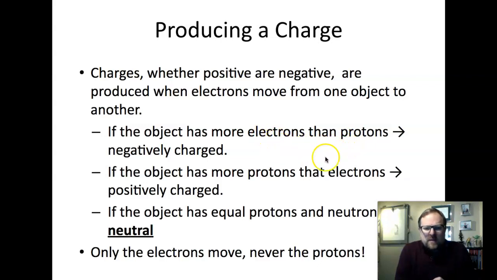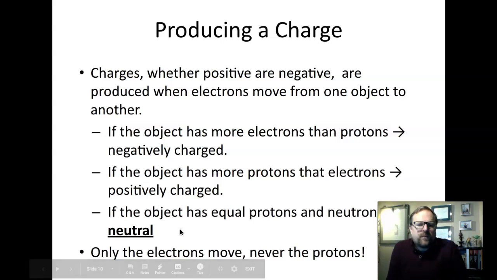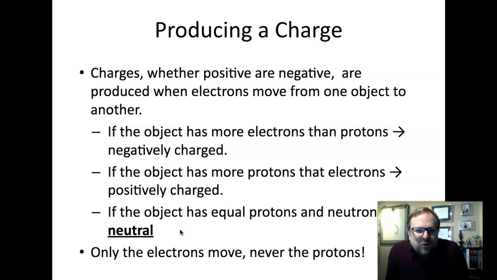If you have more negatives than positives, your object is going to be negatively charged. If the object has more positives than negatives, more protons than electrons, it will be positively charged. And if the object has equal protons and electrons, we consider it to be neutral. Those charges have canceled each other out. Remember, only the electrons move. The protons do not move. If they move, we all of a sudden create a different element at that point, and that's way more complicated than I want you ever to go into in this class. So it's the electrons that are doing the moving, okay, building up a charge.